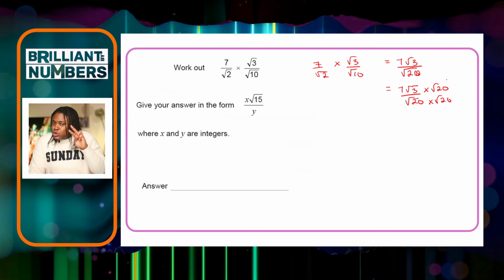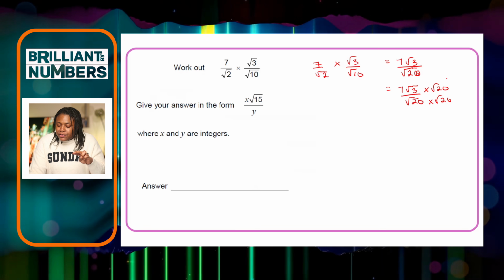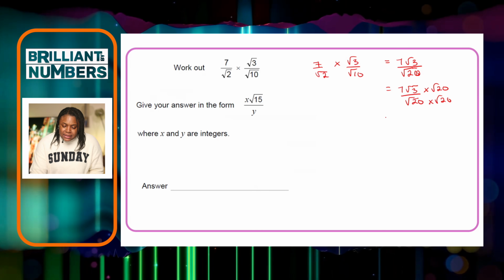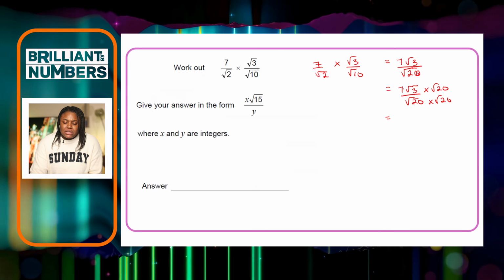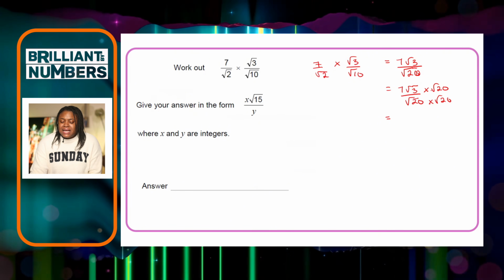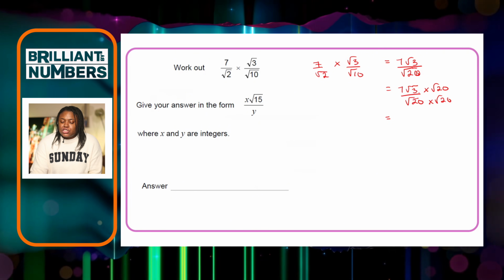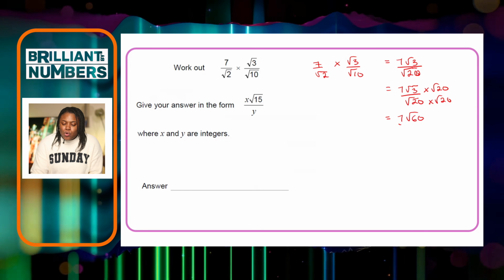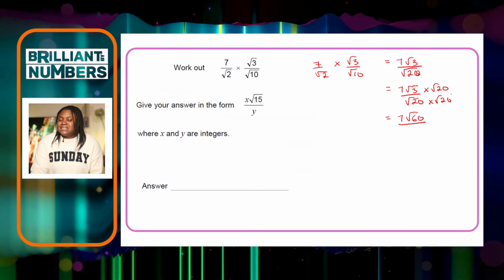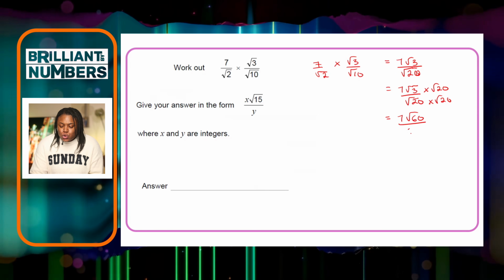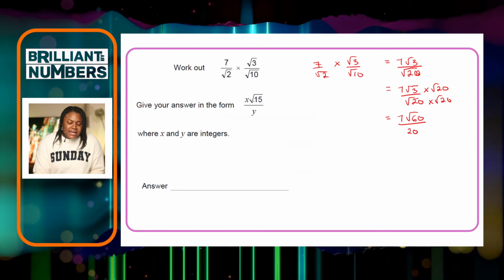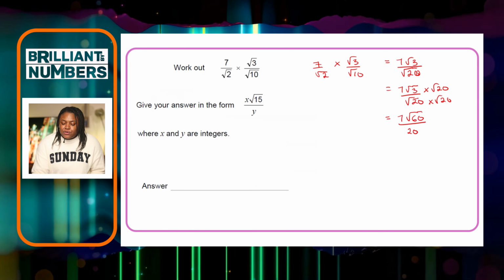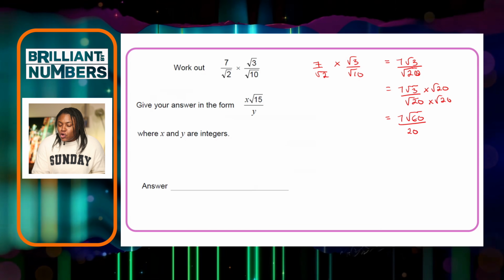When you multiply two identical surds together, you will get the number by itself. So that's equal to 7 root 3 times root 20. You can only times the surds together. So that's 7 root 60 over, remember, root 20 times root 20 is just 20. But remember, we need it in the form root 15. So I'm going to have to write root 60 in another form.